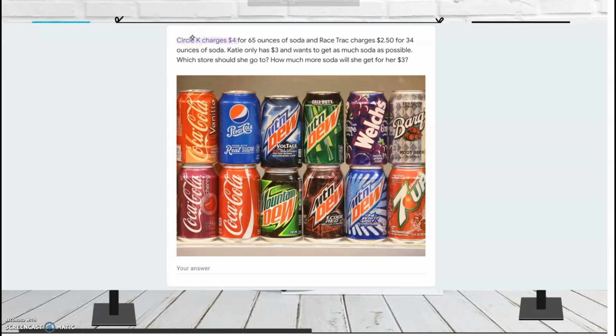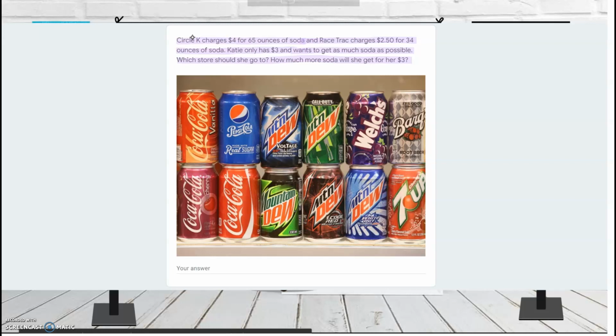Circle K charges $4 for 65 ounces of soda, and RaceTrac charges $2.50 for 34 ounces of soda. Katie only has $3 and wants to get as much soda as possible. Which store should she go to? How much more soda will she get for her $3?